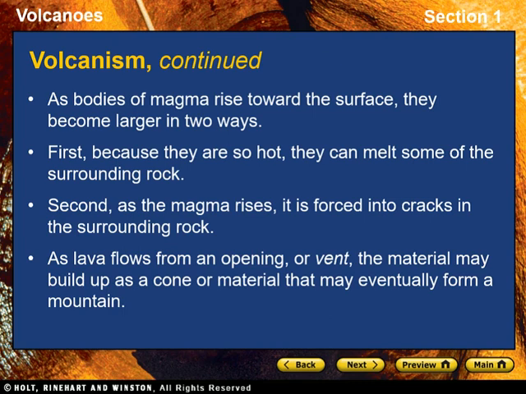When magma erupts onto Earth's surface, the magma is called lava. As lava flows from an opening, or vent, the material may build up as a cone of material that may eventually form a mountain. The vent in Earth's surface, through which magma and gases are expelled, is called a volcano.